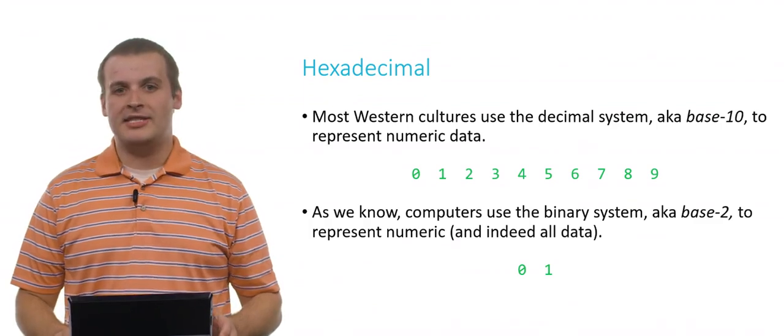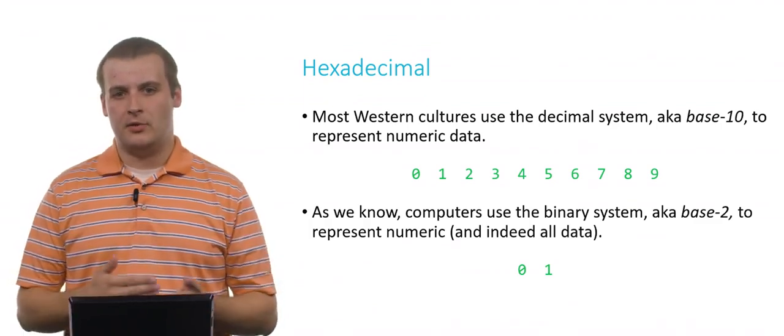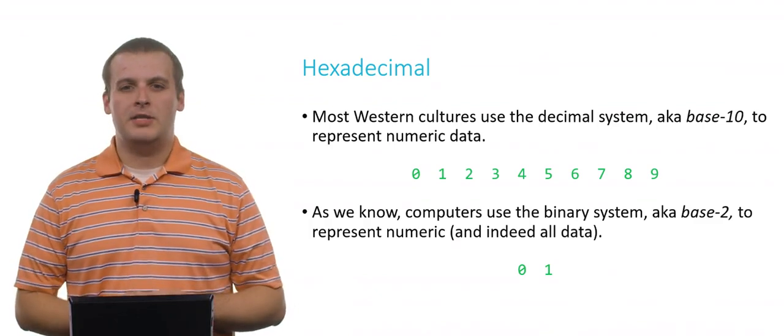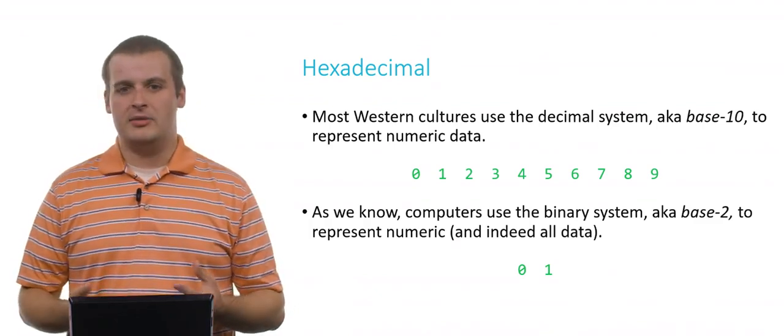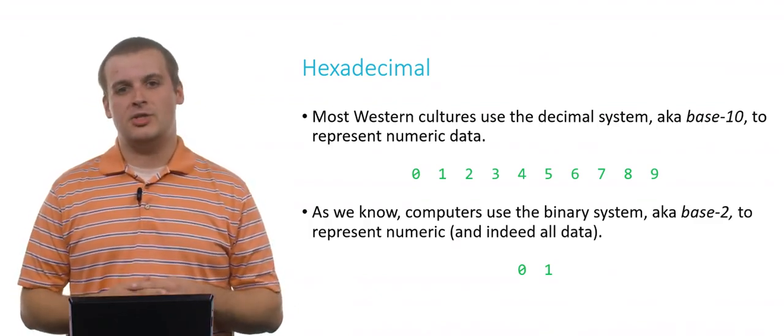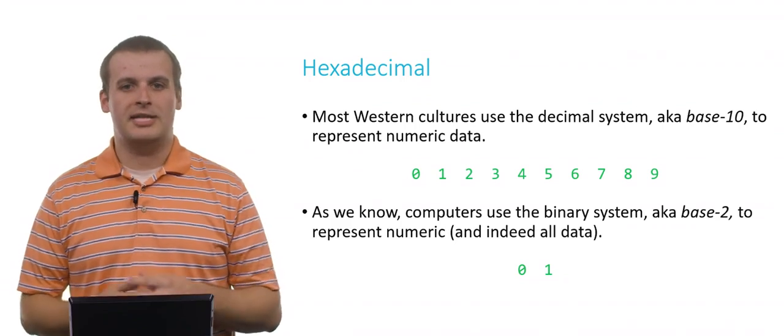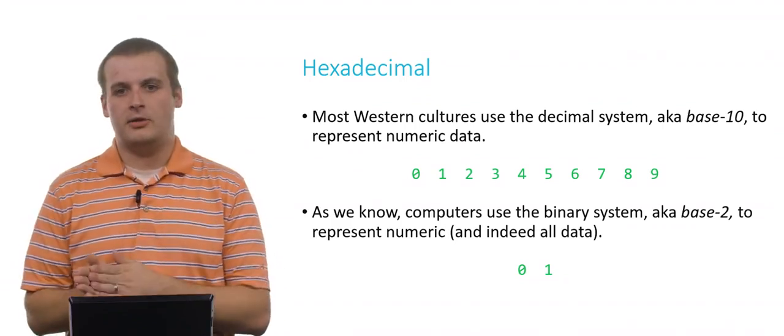So hexadecimal numbers, as if we need another base number scheme, right? Well, most Western cultures, as you probably are familiar, use the decimal system, base 10, to represent numeric data. We have the digits 0, 1, 2, 3, 4, 5, 6, 7, 8, 9. And if we need to represent values higher than 9, we can combine those digits using the notion of place value. So for 10, we have a 1 digit followed by a 0 digit.